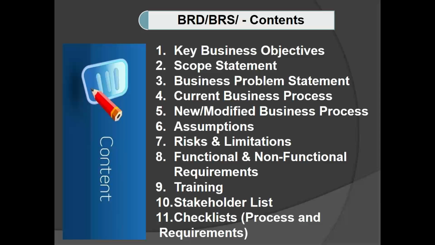Then the third one is business problem statements. Under this section, in the present process, you are going to identify what kinds of problems you are facing and keep them here in a sequence. So what problems you are facing in your business, or what problems you are facing with the current system.